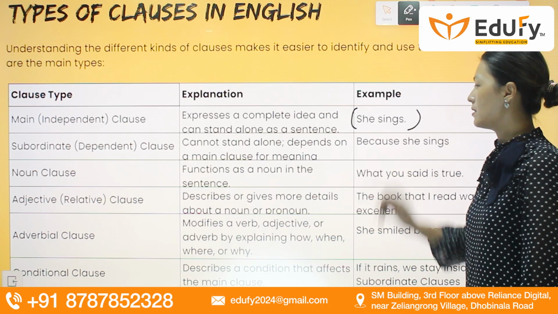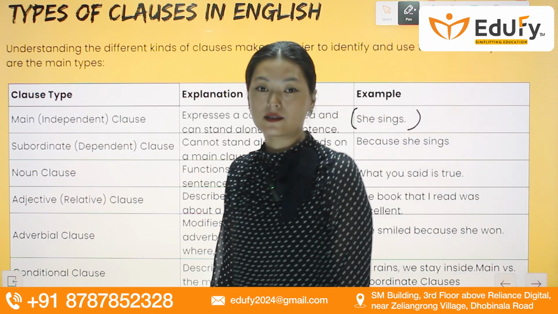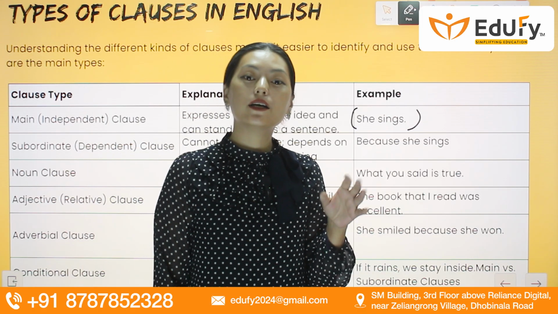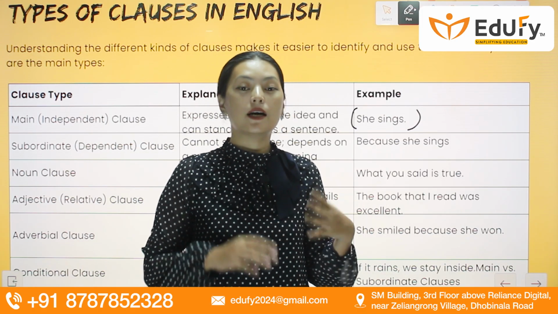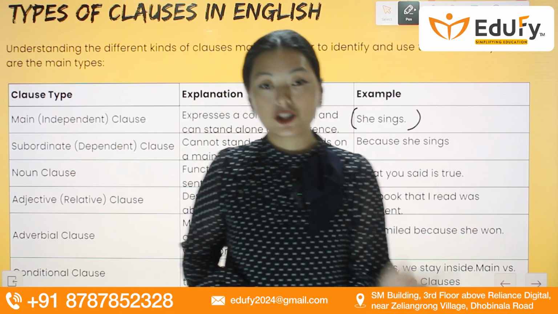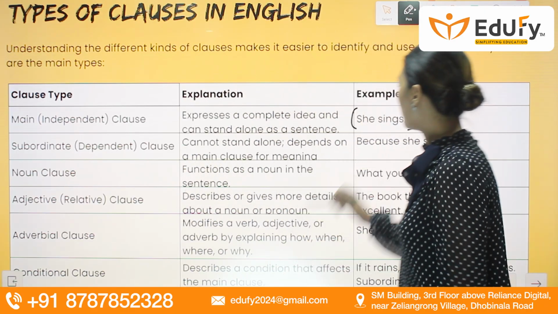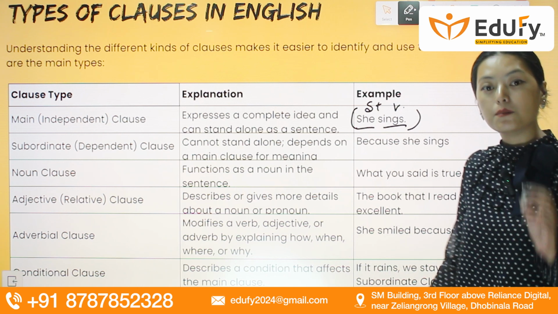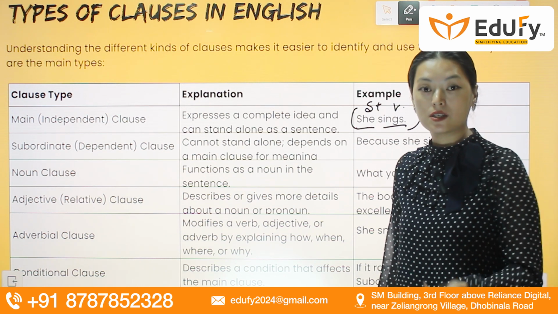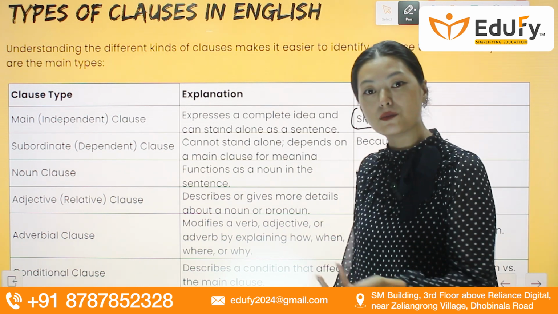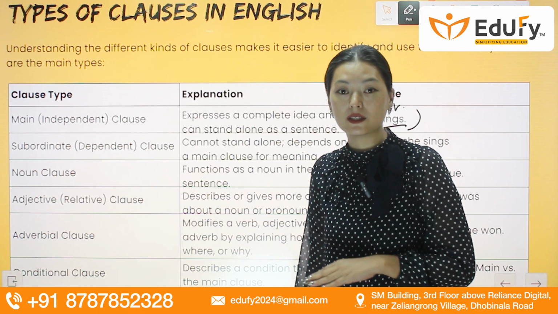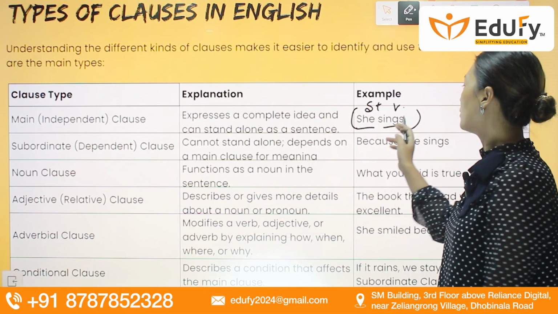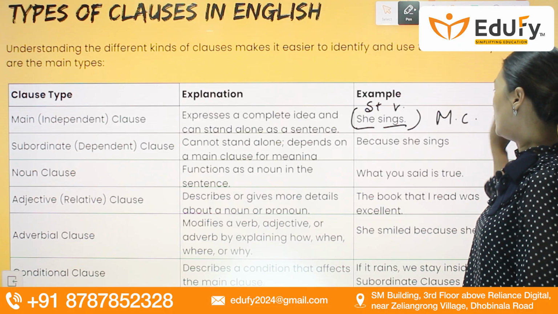Let's take a look at this example. She sings. Who? She. What does she do? Sings. So I know who I'm talking about, and I also know exactly what she is doing. This might be a short sentence that has the subject and the verb, but it makes complete sense on its own. I don't need to add more information for you to understand who the subject is, nor what the subject is doing, right? So therefore, that is understood as the main clause.